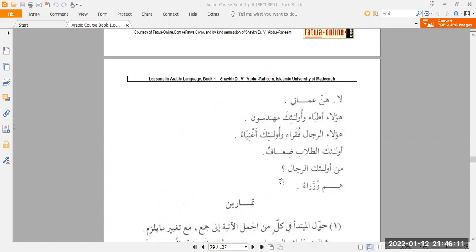من أولئك الرجال؟ Who are those men? هم وزراء. Same pattern as فقراء and أغنياء: وزراء, so فعلاء. This particular pattern does not get tanween, as you know, and it's plural for the word wazirun. Wazirun meaning a minister. So, who are those men? They are ministers.